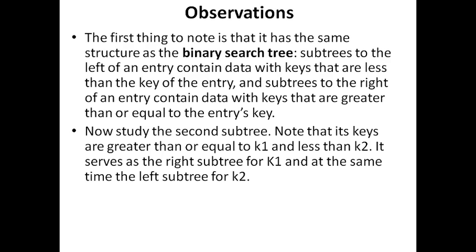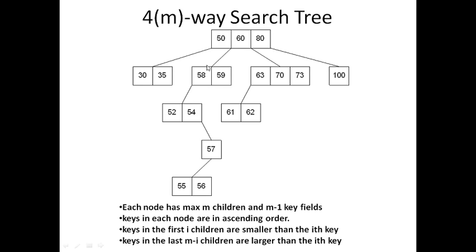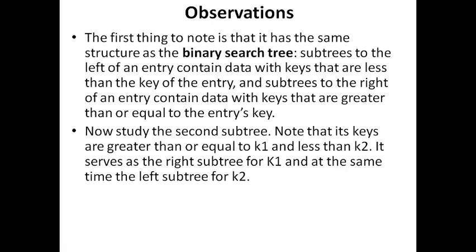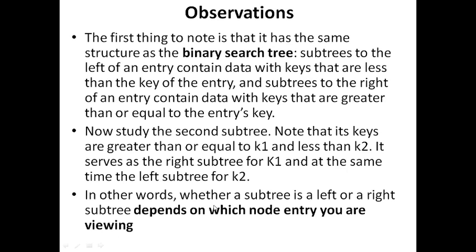One more thing is that each subtree except the first will act as both a left and right subtree. For example, this particular subtree is the right subtree of 50. At the same time, it is the left subtree of 60. So it serves a dual purpose as a left as well as a right subtree. In other words, whether a subtree is left or right depends upon from which node you are viewing it.